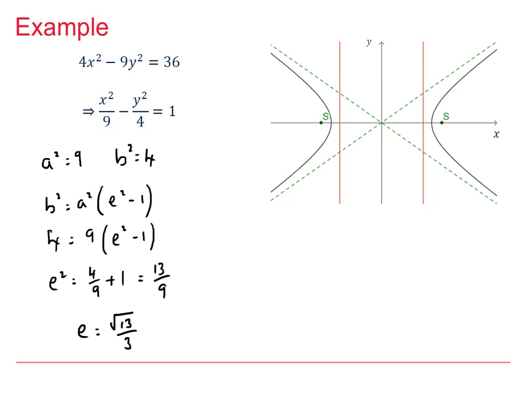Once we've got the eccentricity, we can then calculate the value of the foci, so that we have those at ae. ae is just 3 multiplied by root 13 over 3, which is root 13. And therefore S, the focus on the right hand side there, must be at (root 13, 0), and S dashed is at (negative root 13, 0).